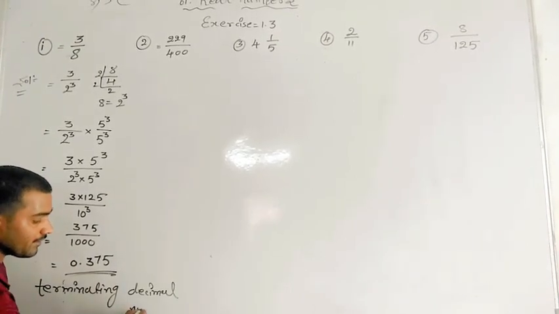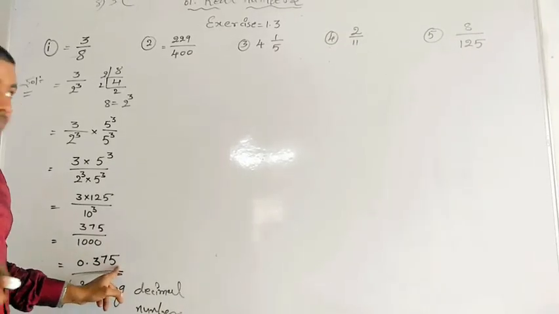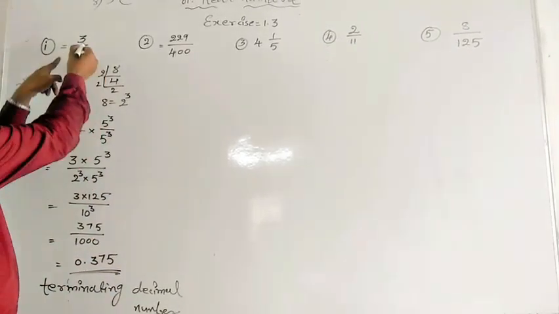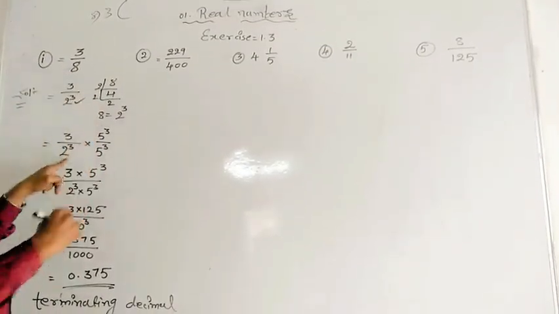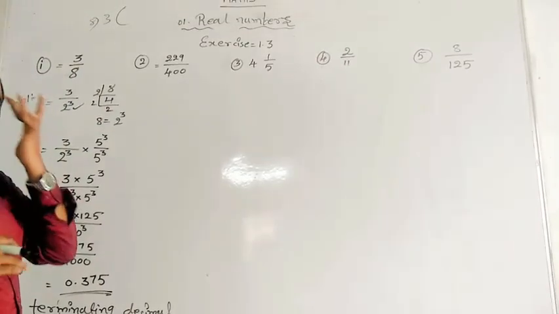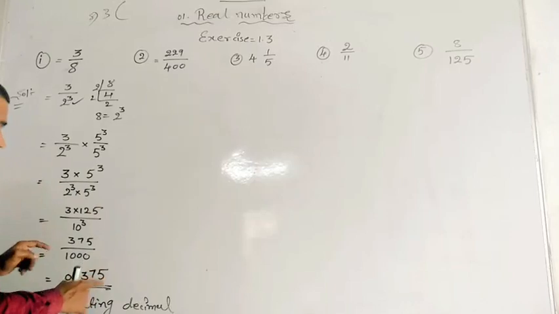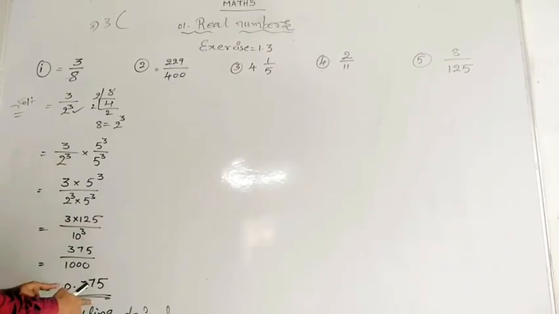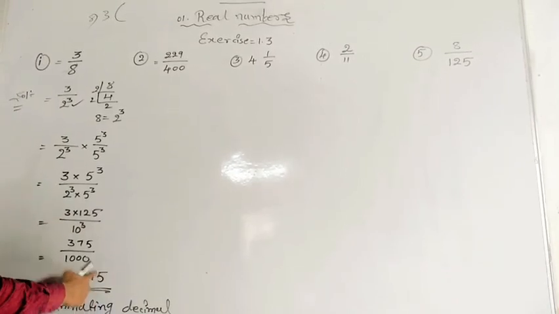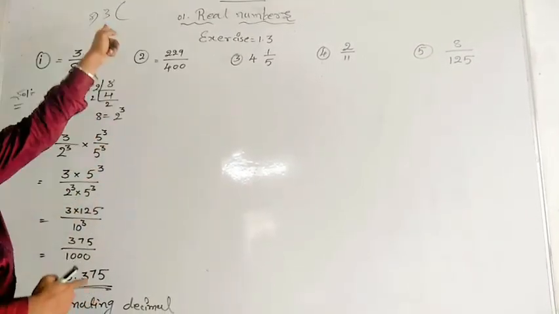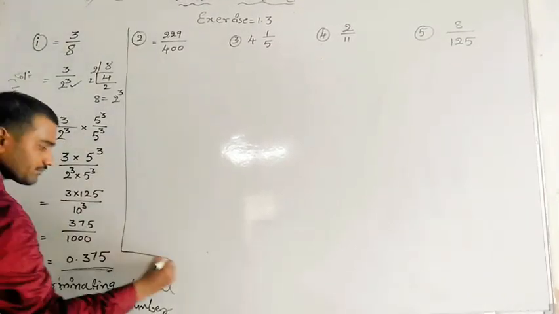Why is it a terminating decimal number? The decimal digits are countable, and the factorization of the denominator is in the form of 2 to the power of n into 5 to the power of m. So it is a terminating decimal number. If you are confused here, you can divide by the normal method and get the same answer also. I told you this different method to learn, but the normal method is what children usually do.